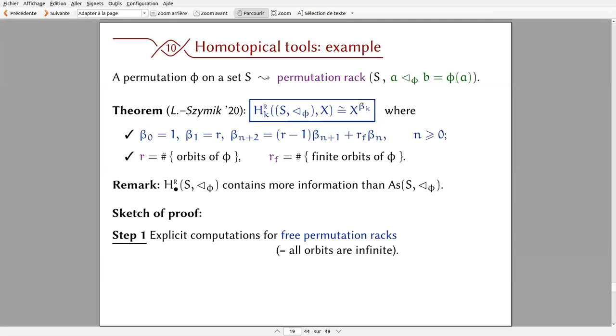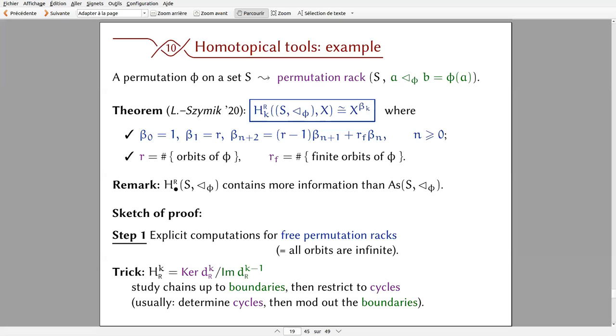And the permutation is just the action of the group of integers, where the element 1 is acting by your permutation phi. This action will be free if and only if all your orbits are infinite. So from this point of view, it's easy to understand what free permutation ranks are. Then we need to understand the homology of these free permutation ranks in order to be able to put them into the machinery. This we had to do explicitly. We didn't find any homotopical way to do it.